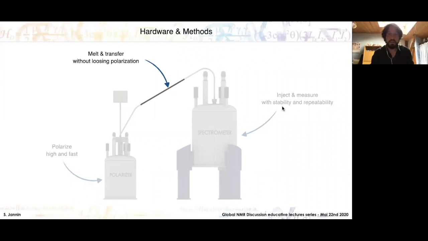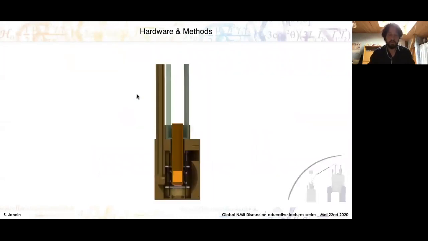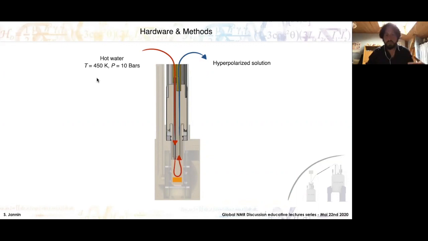Okay, so the next step is dissolution and transfer. Once you have reached your high polarization, you want to turn your sample into a liquid, and the usual way to do it is to bring the dissolution stick that we have shown in the video down to the sample. In this dissolution stick, you have a capillary that will bring the hot water on the sample. And then there's another capillary to let the sample escape. Usually you use 10 bars and about 450 K. And this is enough to rapidly melt the sample, and then you can collect the hyperpolarized solution.